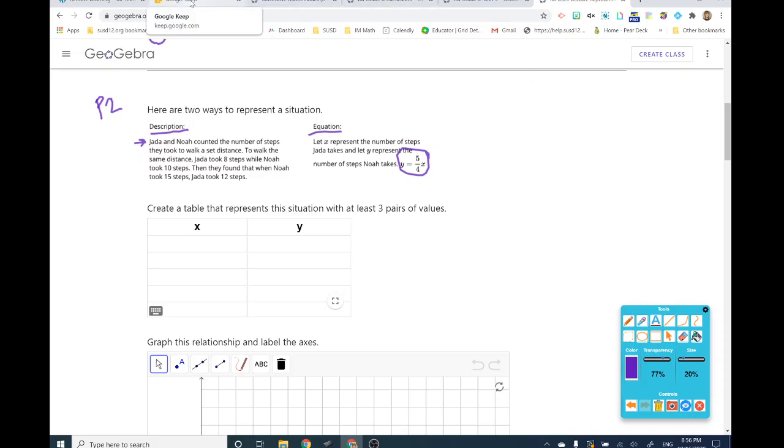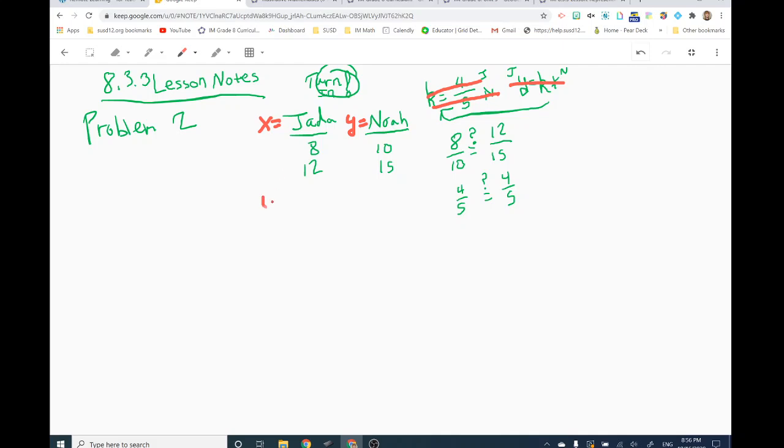They tell us that y equals some constant of proportionality, which is the number of steps Noah takes, because he's y. It's always y on top and x on the bottom. So here is where I'm getting it from. For every 8 steps Jada takes, Noah takes 10 steps. Listen again. For every 8 steps Jada takes, Noah takes 10.